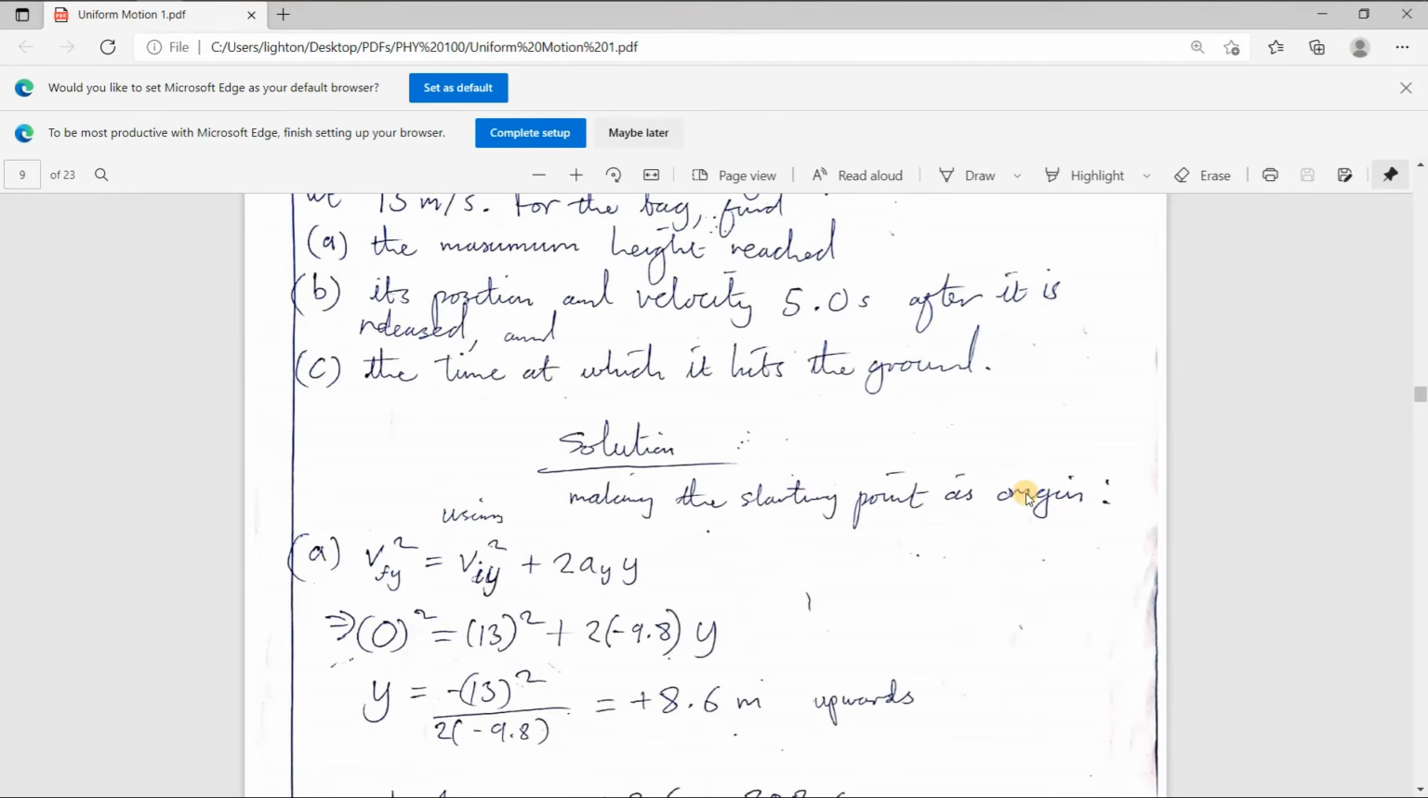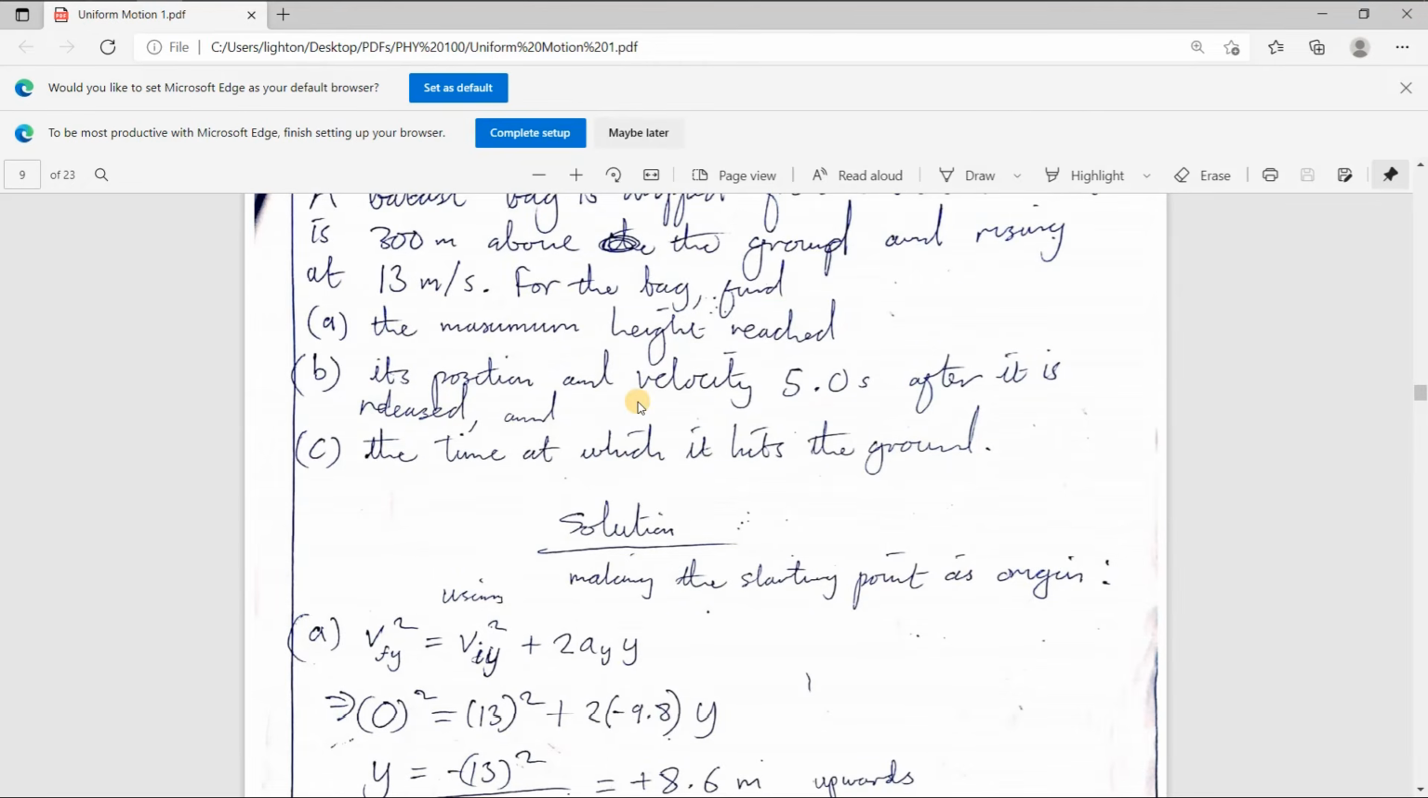Making the starting point the origin, that's the first assumption we make, and taking up as positive. So in this example, any vector which points up is positive, and any vector which points down is negative. All this is made with reference to the origin we've chosen.